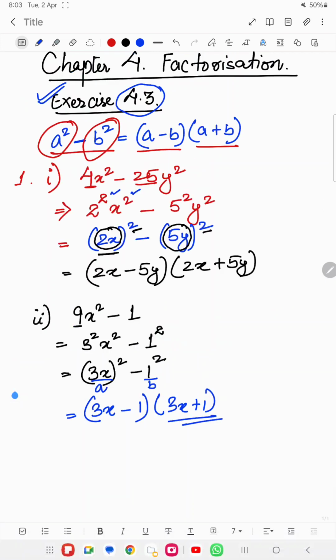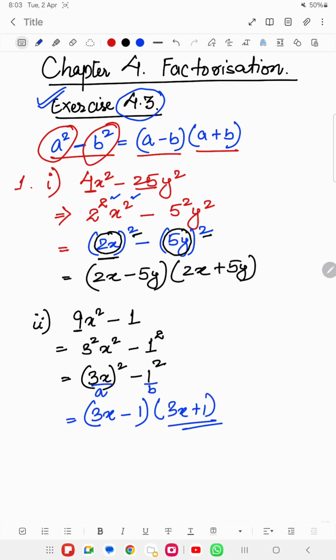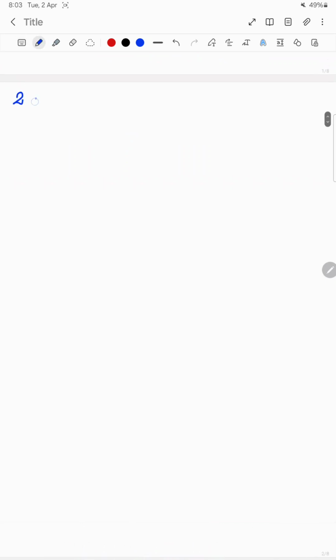Now let's go to the next question. Question number 1 is 150 minus 6a square. Now as I told you, in this exercise you need to convert the given question into the form of a square minus b square, but 150 is not a perfect square, and 6 is also not a perfect square, you cannot convert 6 into the form of any square.